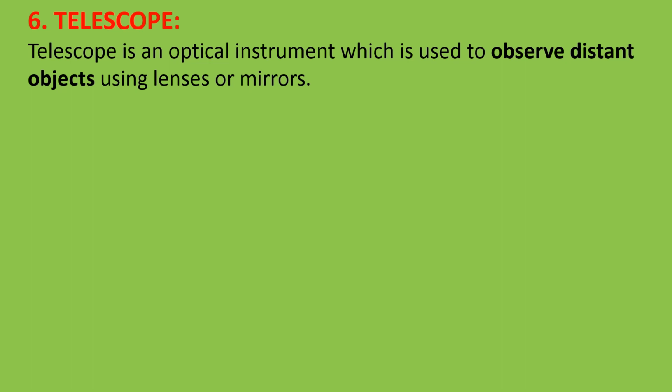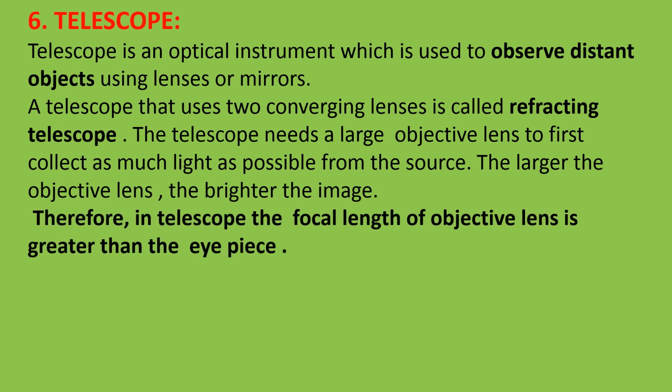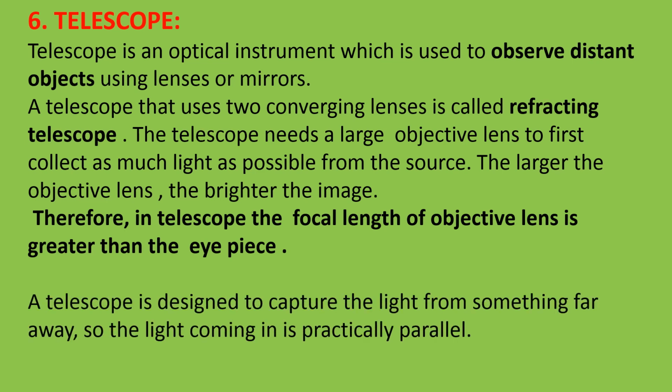Telescope. It is an optical instrument which is used to observe distant objects using lenses or mirrors. A telescope that uses two converging lenses is called refracting telescope. A telescope needs a large objective lens to first collect as much light as possible from the source. The larger the objective lens, the brighter the image. Therefore, in telescope, the focal length of the objective lens is greater than the eyepiece. As telescope is designed to capture the light from something far away, so the light coming in it is practically parallel.